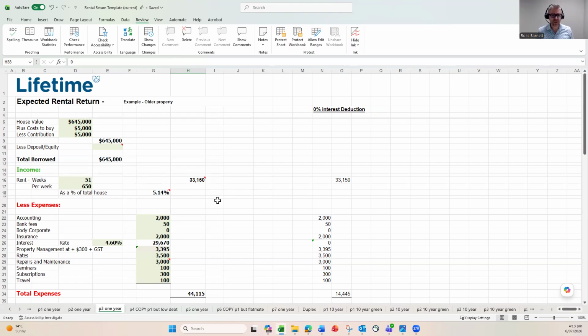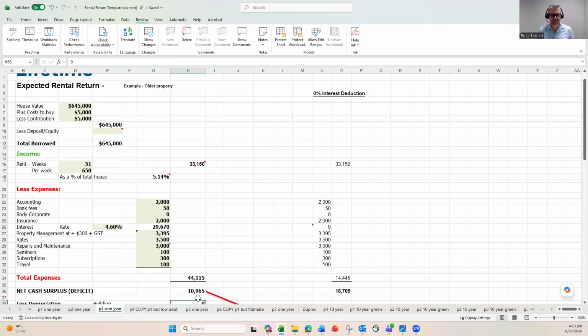So this one is receiving $33,150. We've got all the expenses out. Obviously, the big one, we're using 4.6% for this example, with the one year rate at the moment. Expenses are 44,000, so we're losing about 11,000 a year. So to me, yes, you can definitely do better. This is not a great rental. I'm not recommending you go out and buy this, but this is a stock standard rental. Lots of people lose about 10 or $11,000 on their rental on an older property. So this one's a common example.